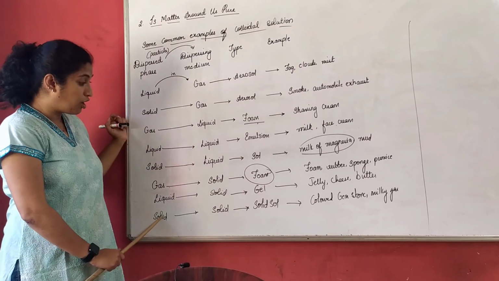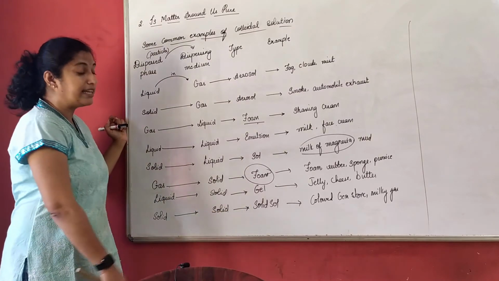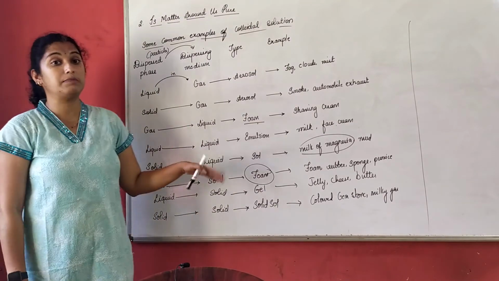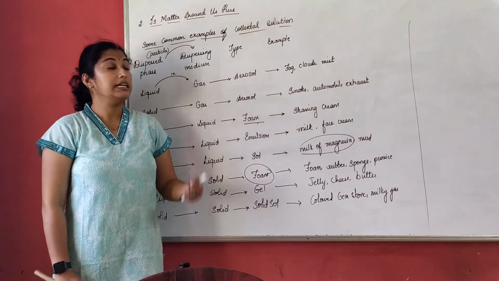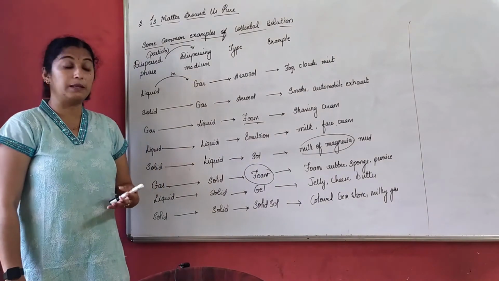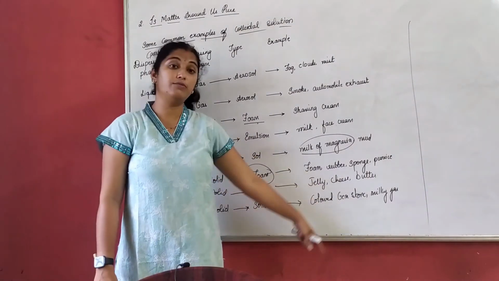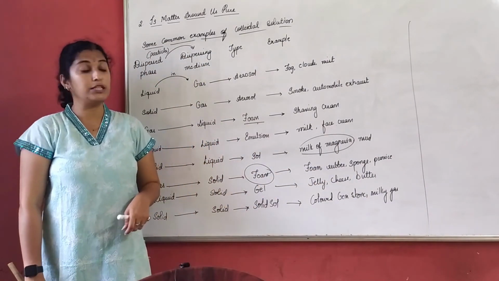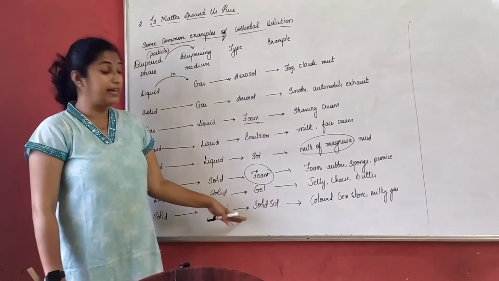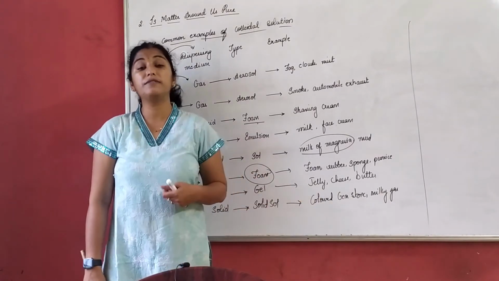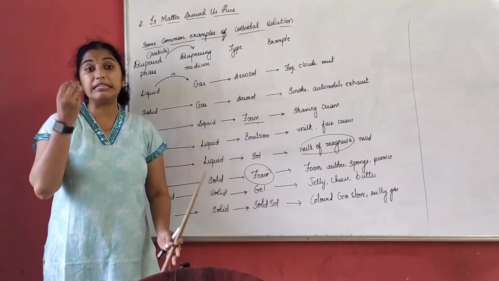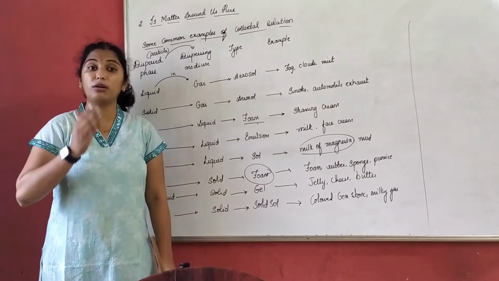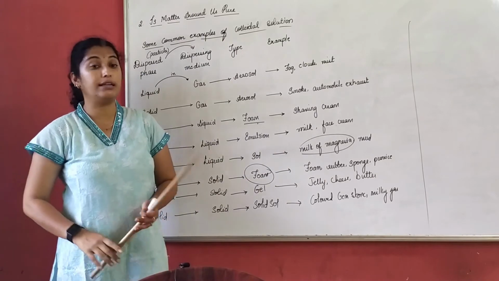Last one, solid in solid. We get solid sol. When we add solid to solid, how is it possible? Yes, in colloidal form it is possible. Examples: colored gemstones, milky glass. So these are examples of solid in solid, called solid sol. If you observe the colored gemstone, you can see some granule-like particles in them, right? That is nothing but a combination of solid in solid.